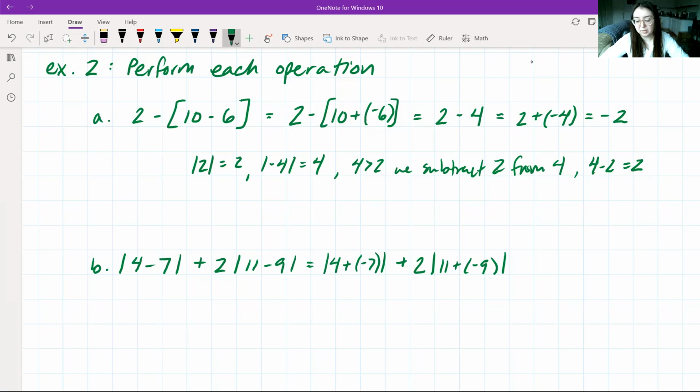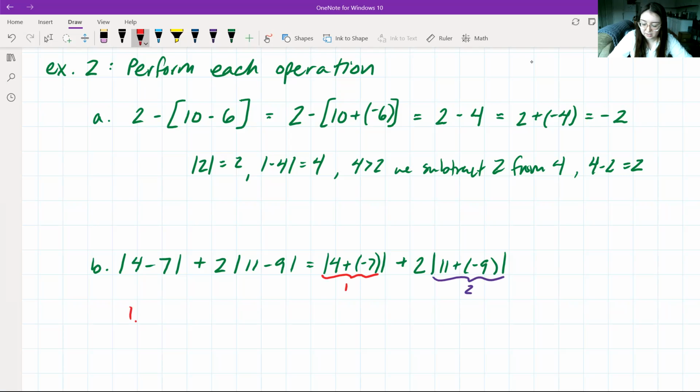So we've rewritten our problem to now be the absolute value of 4 plus -7 plus 2 times the absolute value of 11 plus -9. So now we want to do the same thing as we had before. So this is our first grouping symbol, so let's just label this 1. And this is our second grouping symbol, so we'll label this 2.